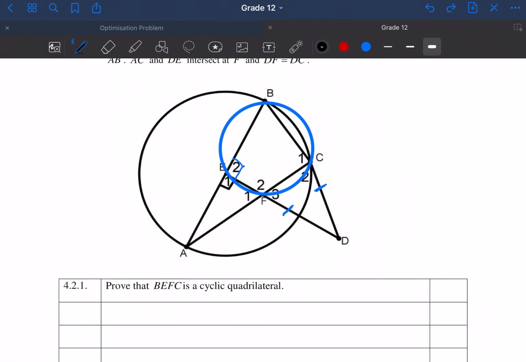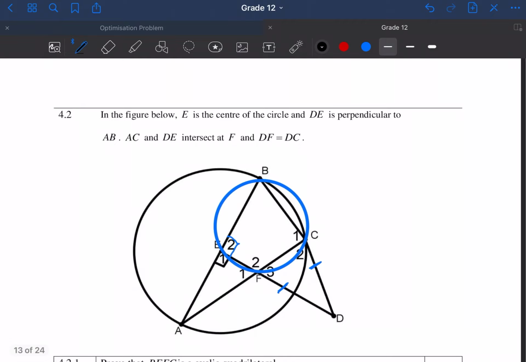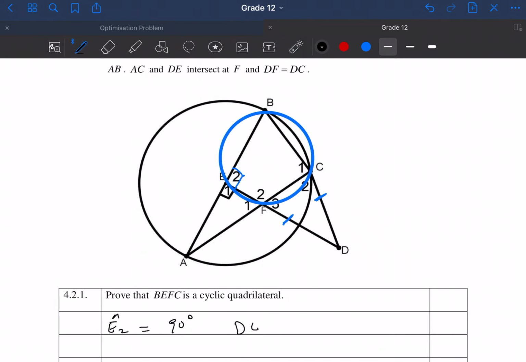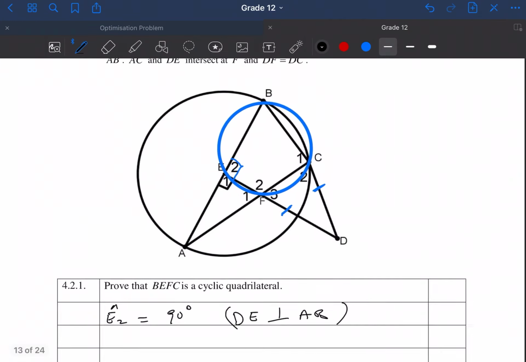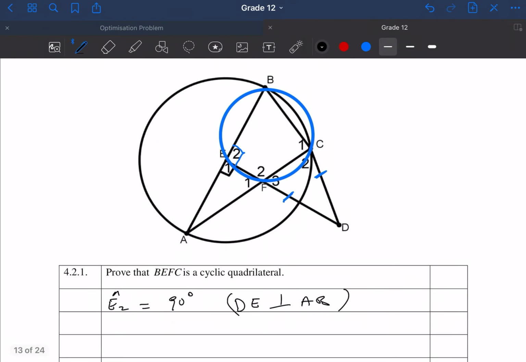So angle E2 is equal to 90 degrees. Why? We're already being told that DE is perpendicular to AB. That's the reason. And now we need to prove that C1 is also 90 degrees. If you add these two, they should give you 180 degrees. Therefore, if they're supplementary, boom, it's a cyclic quad. Okay, how do we do this?